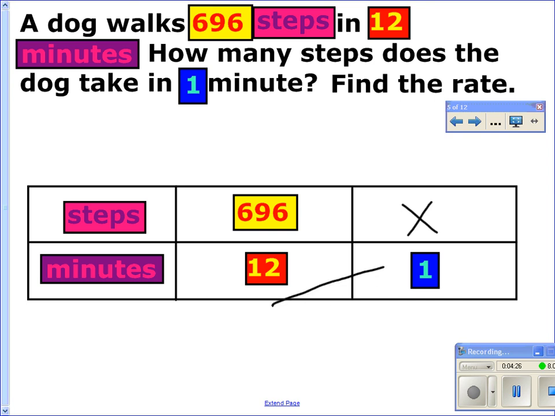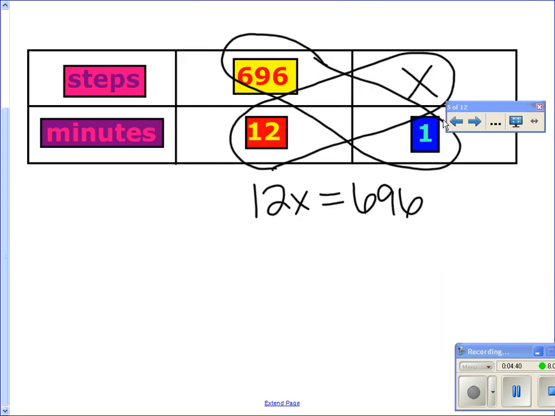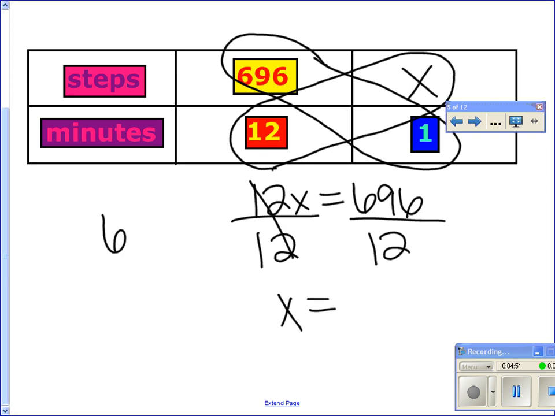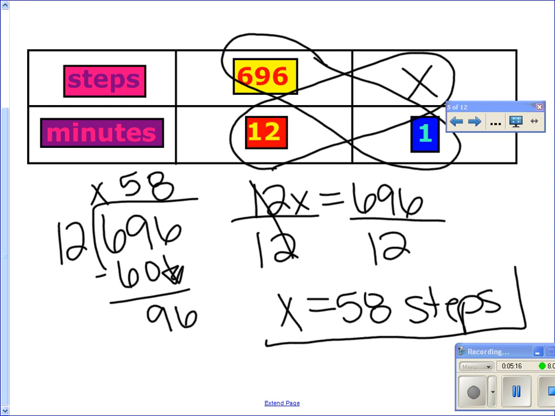Now we're going to cross multiply. 12 times x is 12x equals 696 times 1 is 696. Again, we want to figure out how many steps go in 1 minute, so we're going to divide both sides by 12. 12's cancel. X equals 696 divided by 12. Okay, 12 cannot go into 6. 12 goes into 69 5 times, and you get 60. 69 minus 60 is 9. Bring down 6. 12 goes into 96 8 times. So the answer for this is 58 steps. Again, remember to always label for unit rates.